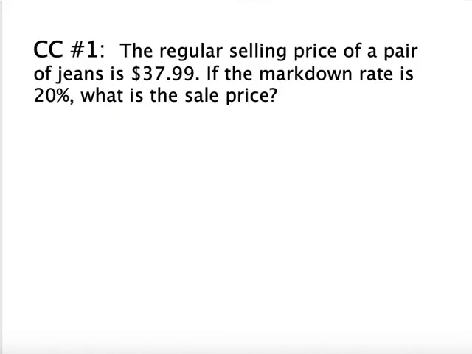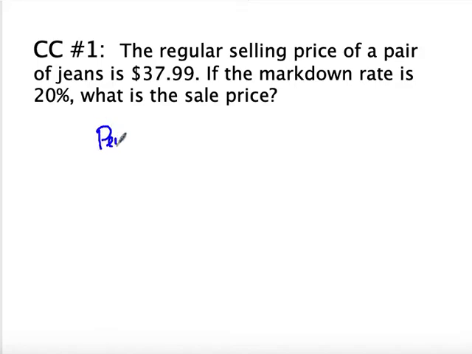So in your textbook, we have concept check number 1 if you want to pause the video and try this and then come back for the solution. But it's the regular selling price of a pair of jeans is $37.99. The markdown rate is 20%. What is the sell price?